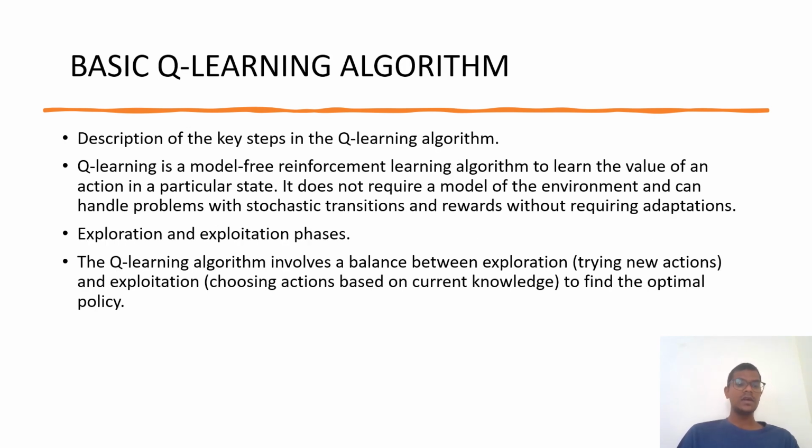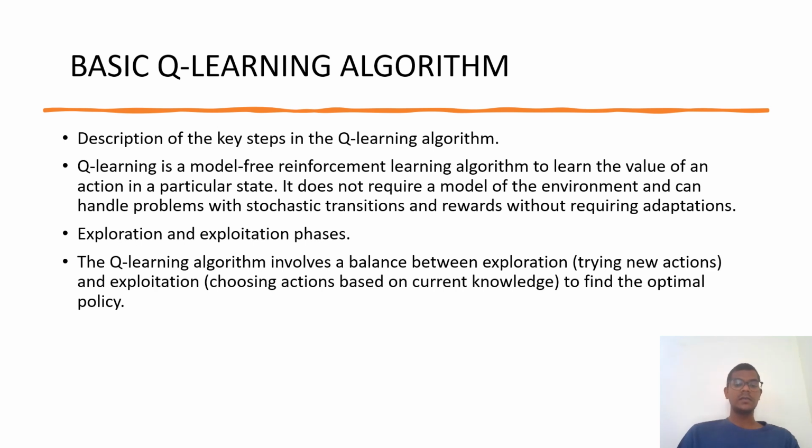Basic Q-learning algorithm. Description of the key steps in the Q-learning algorithm. Q-learning is a model-free reinforcement learning algorithm to learn the value of an action in a particular state. It does not require a model of the environment and can handle problems with stochastic transitions and rewards without requiring adaptations. Exploration and exploitation phases.